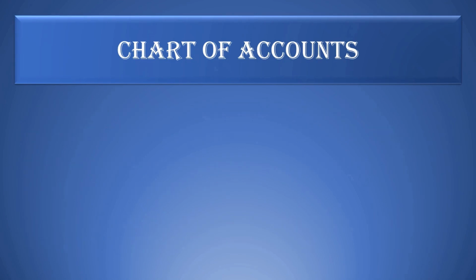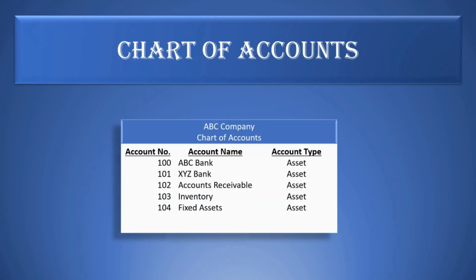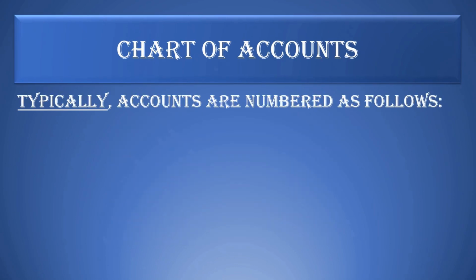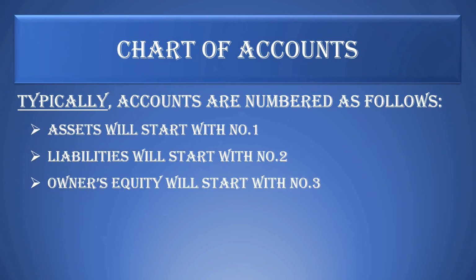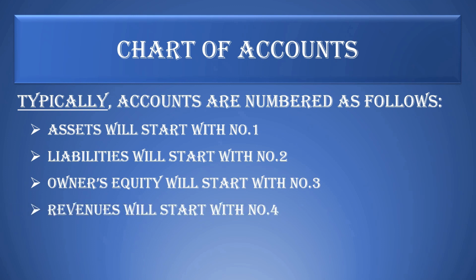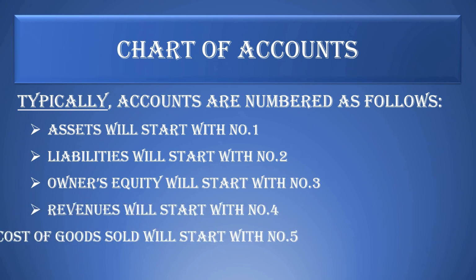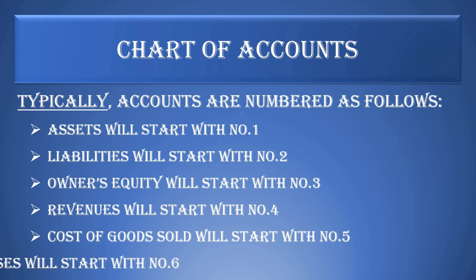For example, for the asset type accounts, the first asset account will be assigned the number of 100. The second asset account will assign 101, and so on. While this is not in stone, typically the accounts are numbered as follows. Assets will start with number 1. Liabilities will start with 2. Owner's equity will start with 3. Revenues, or income, will start with 4. Cost of goods sold will start with 5. And expenses will start with number 6.